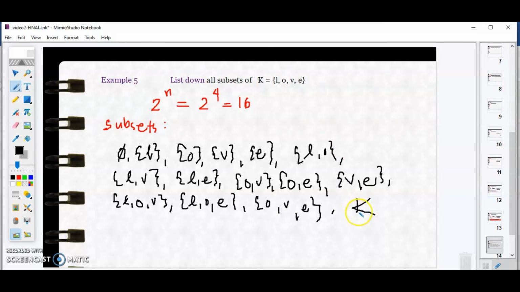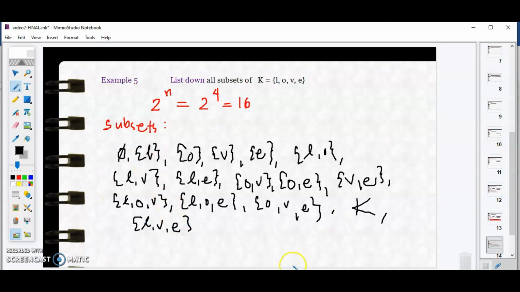So, tignan natin. So, 16 dapat, di ba? Tingnan natin kung saan tayo magkulang. So, sa isahan, kompleto na. Sa dalawahan, LO, LV, LE. Sunod, OV, OE, VE. Okay? Sunod sa tatluhan, LOV, LOE. Okay, ang kulang natin sa tatluhan ay LVE. And there you have it.